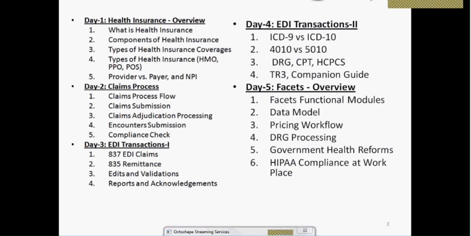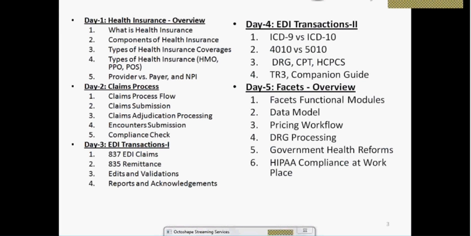So this is a further breakup of the 5-day program: day 1, day 2, day 3, 4, and 5. On day 1, which is today, we will talk about what health insurance is. Then we will go through the different components that make up health insurance. We all know about our auto insurance, probably everyone has it, and you might have some idea about health insurance as well. So let us discuss different coverages and also different plans, the types of plans.